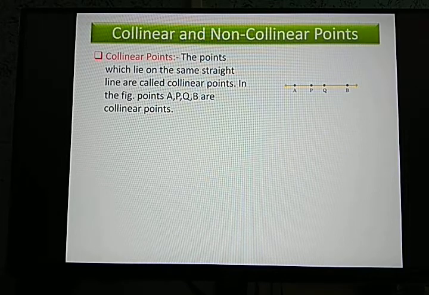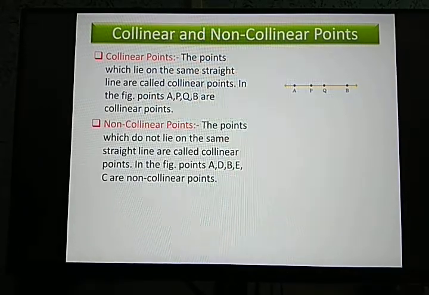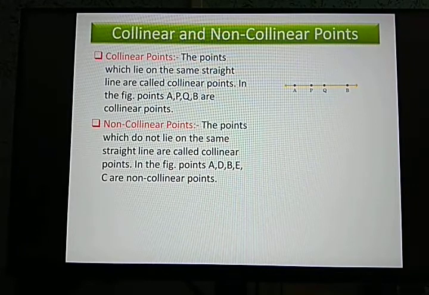Clear? Now next, what are non-collinear points? These are points which do not lie on the same straight line. In the previous case, you have seen they lie on the straight line, and in the next case, you will be seeing that they don't lie on the same straight line.